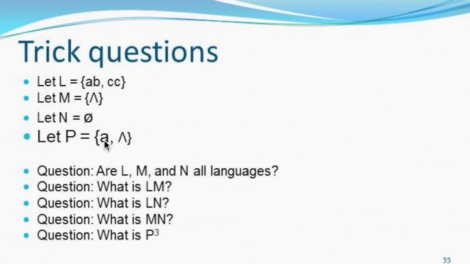It has A, because that's the same as A concatenated with lambda and lambda. It has AA, because that's just AA lambda. And it has AAA if we take all 3 A's. So P cubed is the set containing lambda, A, AA, and AAA.